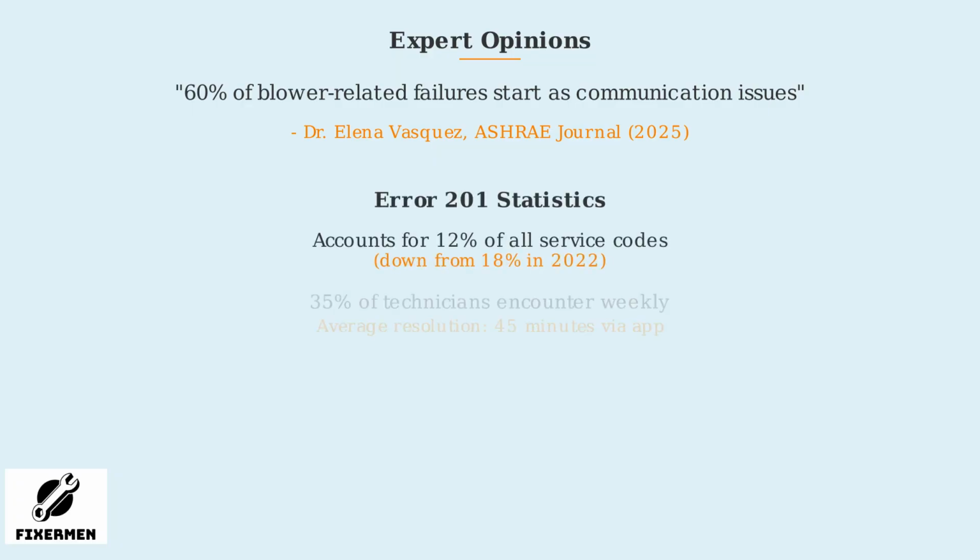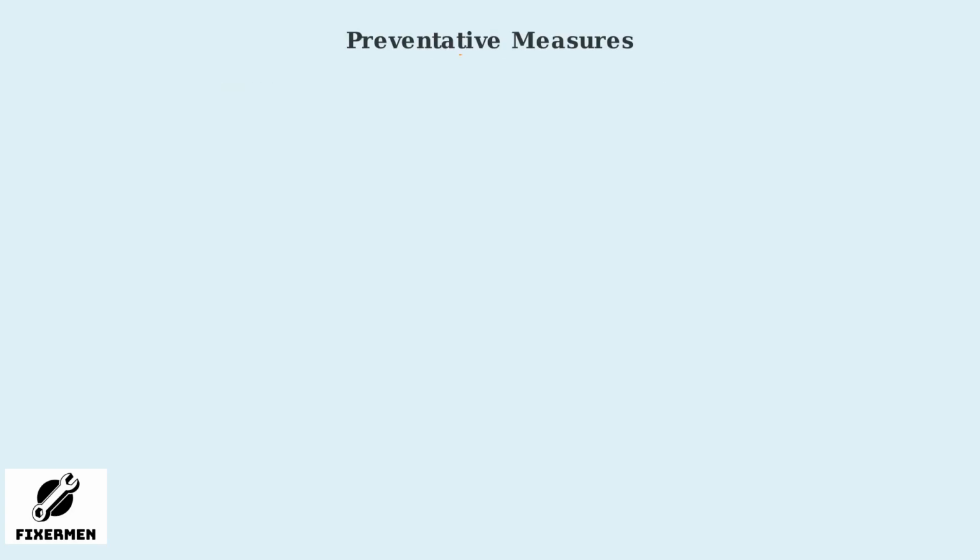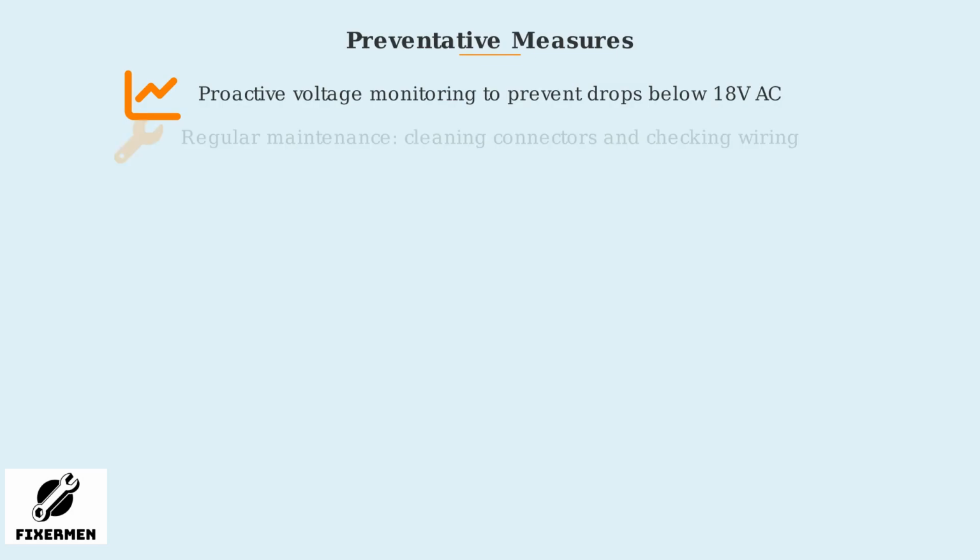Statistics from Lennox show Error 201 accounts for 12% of all service codes, down from 18% in 2022, thanks to improved diagnostics. A 2026 survey found 35% of technicians encounter this error weekly, with average resolution time at 45 minutes using app-based diagnostics. To prevent Error 201, proactive voltage monitoring is essential to avoid drops below 18 volts AC that can trigger false communication losses.